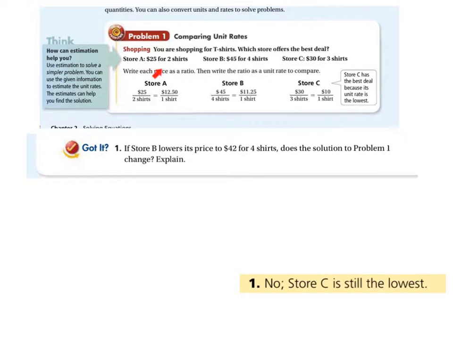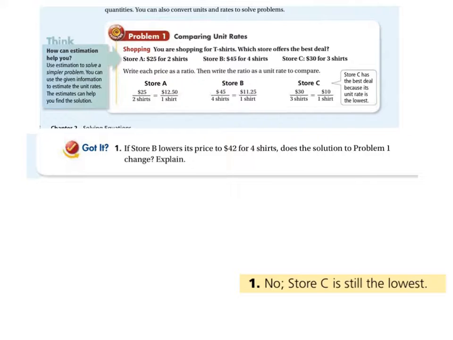Store A, $25 for 2 shirts. Store B, $45 for 4 shirts. And Store C, $30 for 3 shirts. Now, again, I always say we're in America, money's important, right? Dollars on top, though, because it makes sense to us. You could do shirts per dollar, but then you have to think about getting more or getting less instead of more, right? So, again, 25 divided by 2, so dollars on top, that's $12.50 for 1 shirt.